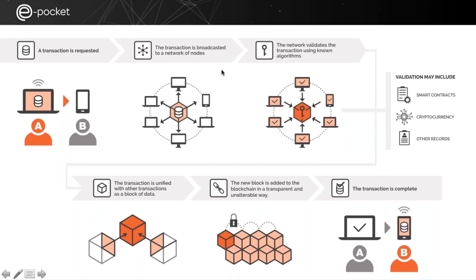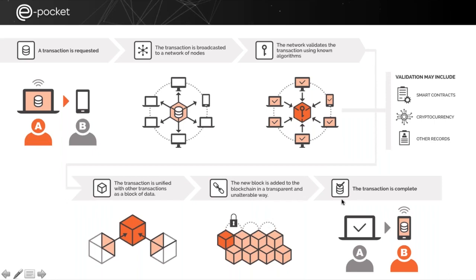And the network validates this transaction by using an algorithm. Once it gets validated, a block of data gets created. And this block of data gets stored on the blockchain with all the other blocks of all the other transactions. And the transaction is complete.